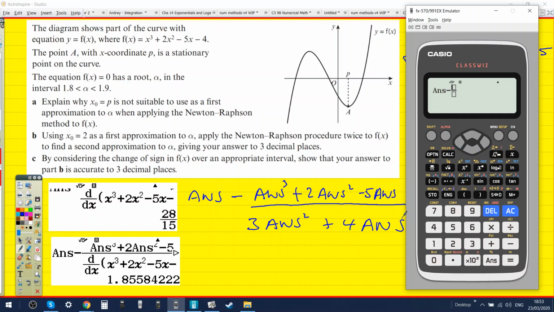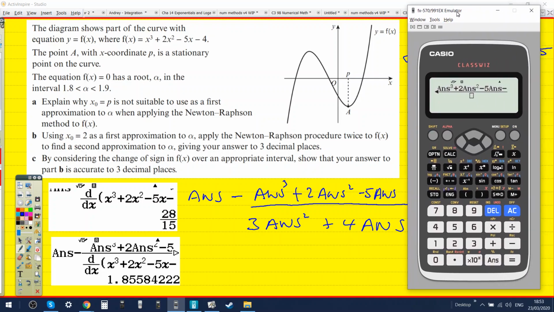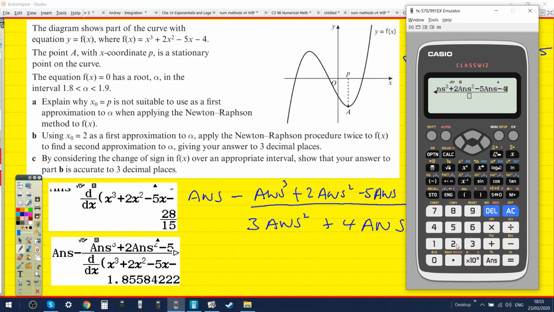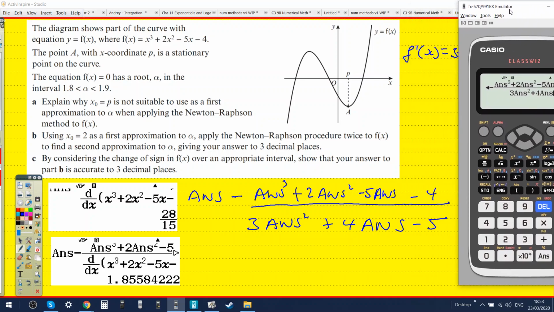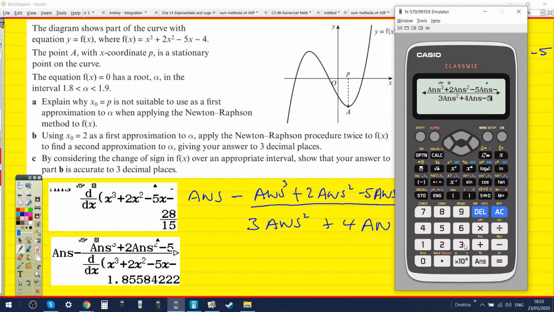Part C. Considering the change of sign of f of x over an appropriate interval, show that your answer to part B is accurate to 3 places. So we have 1.856 basically as our answer. Should we do one up, one down, as boundaries? Yeah. They wanted 3 decimal places, so we need to do 4, so our lower bound is 1.8558, and our upper bound is 1.856.